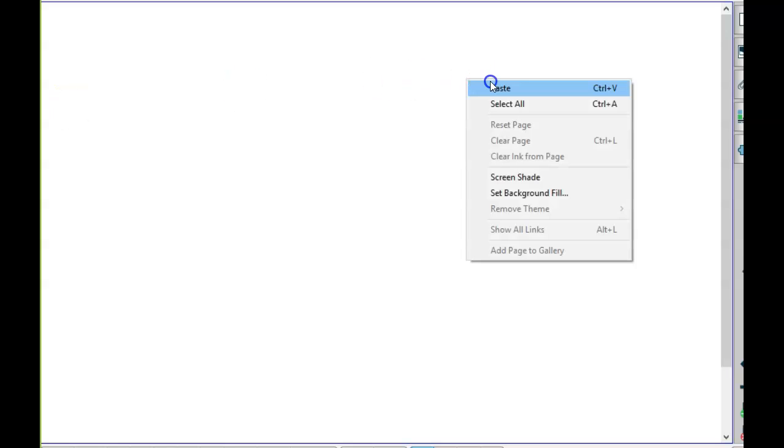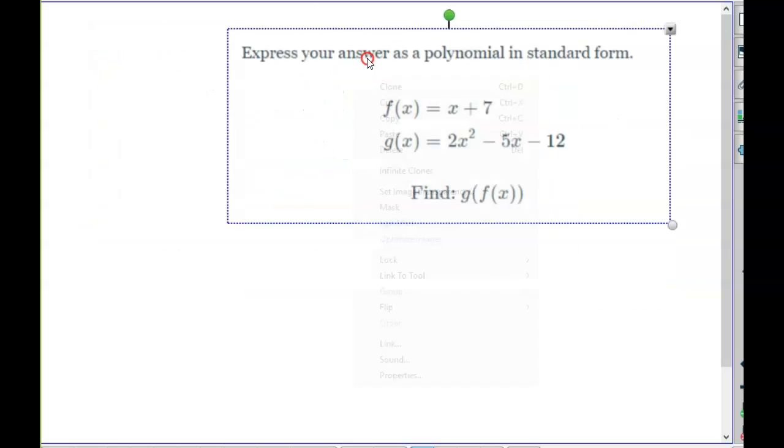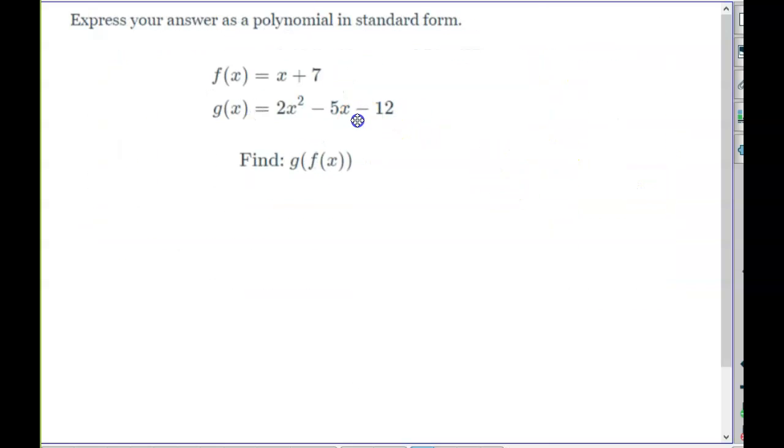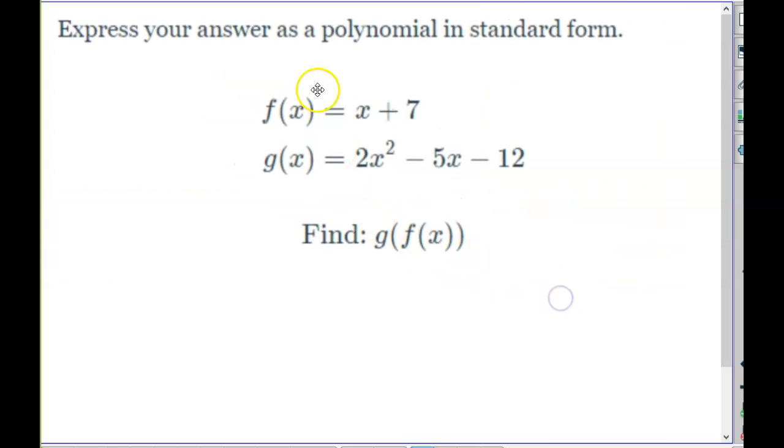And let's do, this one's kind of fun. Maybe it's not a quick problem. But I noticed we struggled a little bit on this idea of composition of functions when we had equations. So I'd like you guys to try this as a warm-up. Express your answer as a polynomial in standard form. Your goal is to find g of f of x. I'll give you about 2 minutes to work on this.